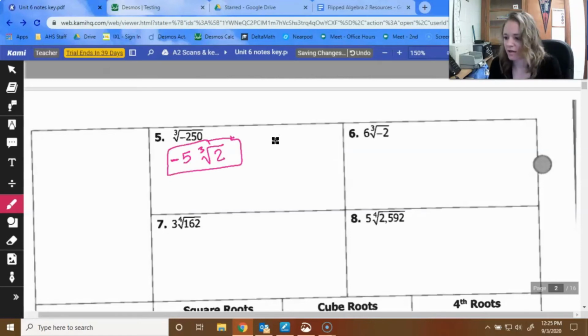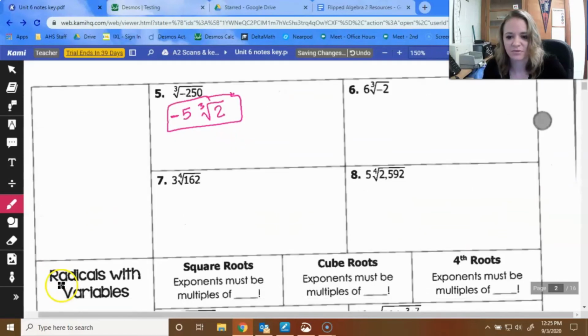Okay, why don't you try these next 3 on your own. So go ahead and press pause, and then press play when you are ready to see the solutions, to see if you did it.